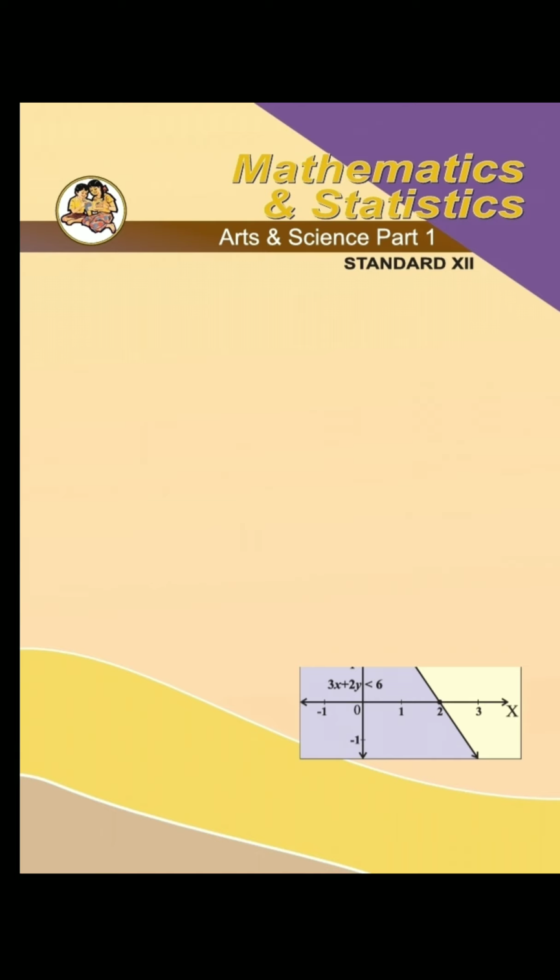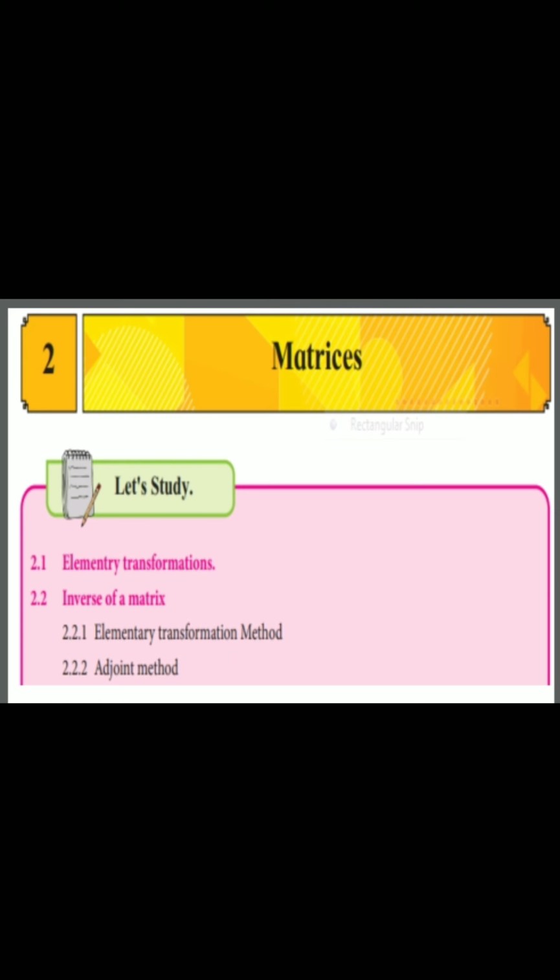We learn Mathematics and Statistics Science of Part 1. In this Part 1, second chapter, Matrices. Let us study this chapter. There are 2 points. First, elementary transformation, and second, inverse of a matrix. In inverse of a matrix, there are 2 subpoints. First is elementary transformation method and second is adjoint method.